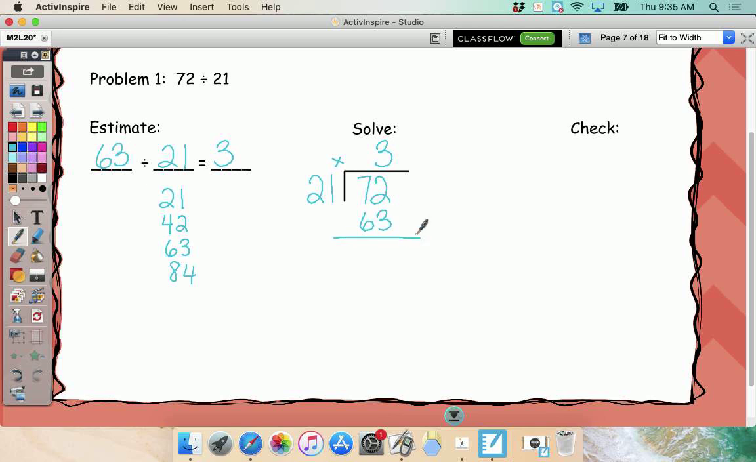After I multiply, what do I do? Now, here's the deal. They threw in regrouping for us today. Very nice of them. Okay. So I can say in my mind 72 minus 63 and just count backwards. Or I can regroup. Make that a 6. Make this a 12. What's 12 minus 3? 9. Okay, what am I doing here? Is 9 smaller than 21? Yes. So that's my remainder.